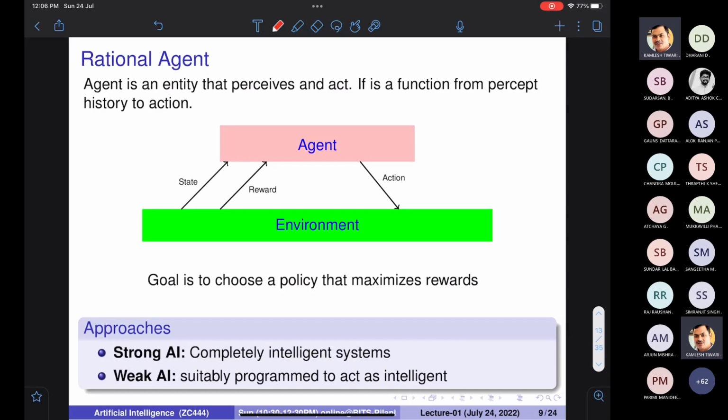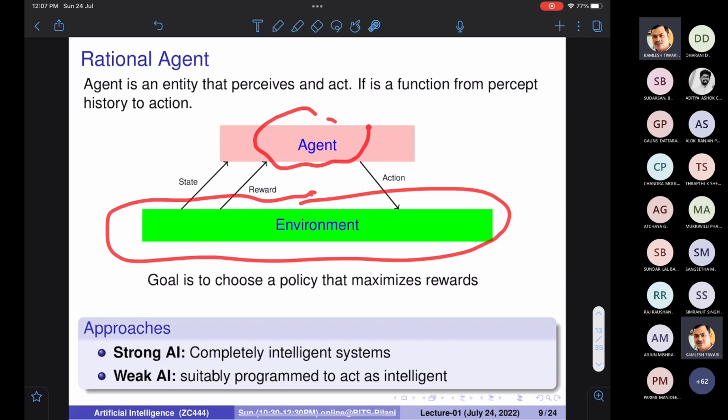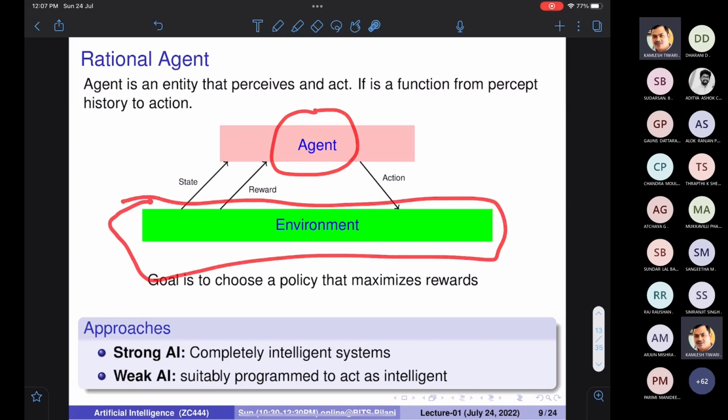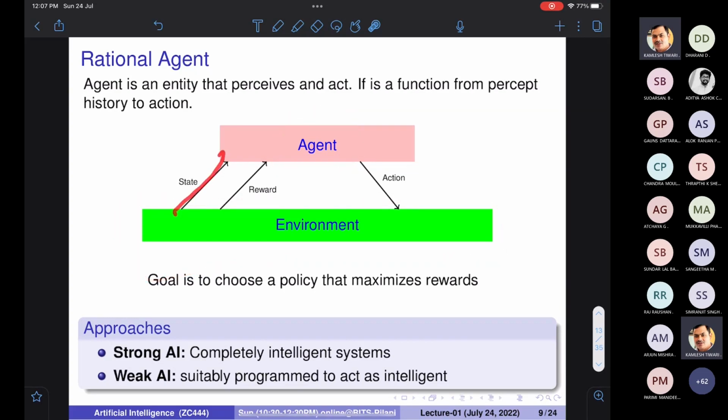Yeah, so what I was telling, our objective as an AI, this is a very important slide. It tells that there is some environment and there is some agent. Agent means a system, a robot, a program that actually acts on something, anything that actually does something. I'm not talking about whether it is intelligent or not, but if there is some agent, it would perceive the environment. It would get the state of the environment.